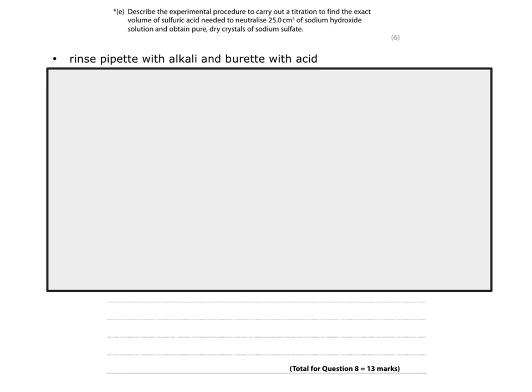The reason we rinse the pipette with the alkali before we add the alkali into it is to remove any water or anything else, so that it's just alkali in the pipette. It makes the experiment more accurate. Same reason for the burette. The one thing we definitely do not rinse is the conical flask that we put the sodium hydroxide in, with alkali, because if we did, we would have more alkali in there than we want. We want only 25.0 cm cubed.